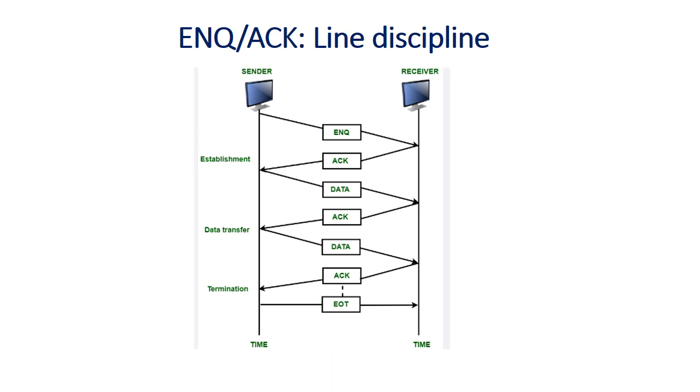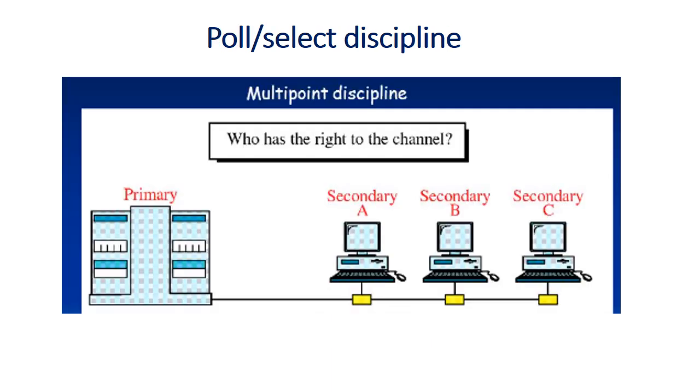This process continues till the sender transfers the entire data, and at the end, the sender has to close this connection. So he will send an EOT, known as an end of transmission frame, to terminate this line discipline process. The second method is the poll and select discipline.